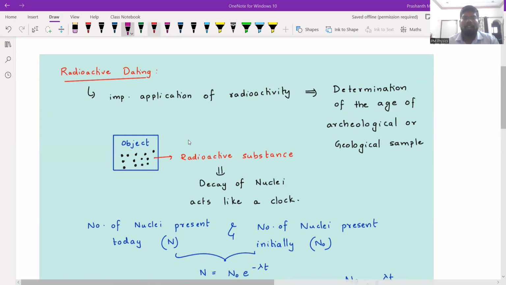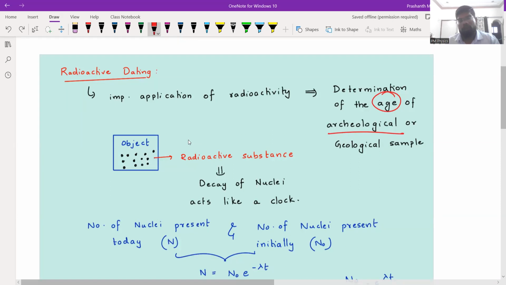What is the thing we are trying to learn here? To determine the age of any archaeological object or geological sample, like any ore that is found, the application of radioactivity is used. For example, take an object. The object is made up of many different minerals, atoms and molecules, and not all atoms have the same nucleus. We know that there are different isotopes.